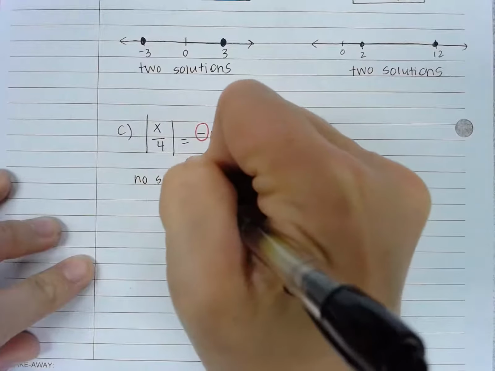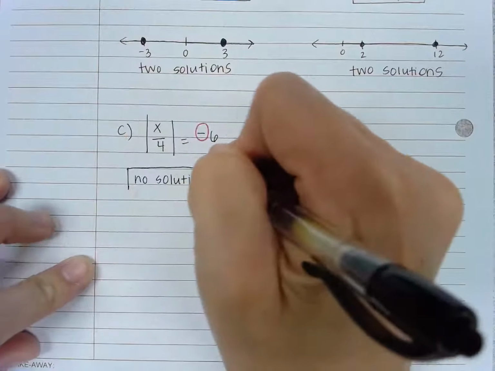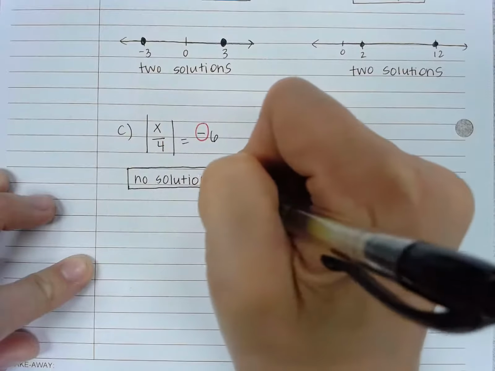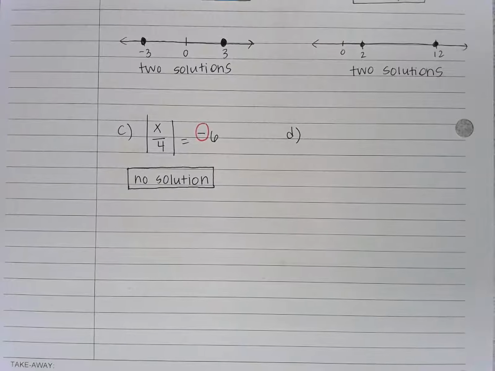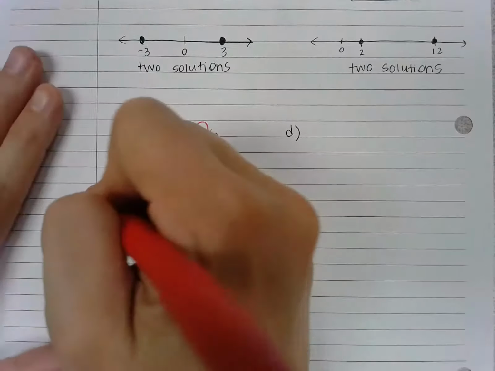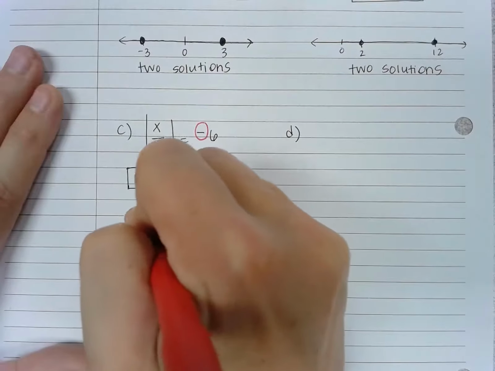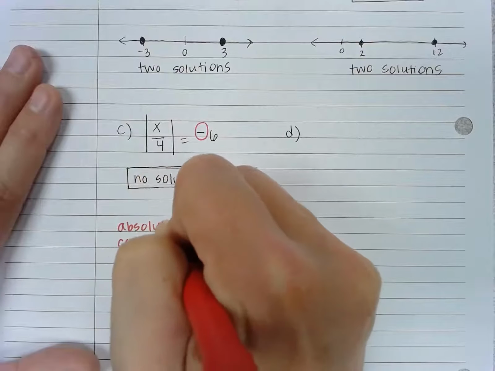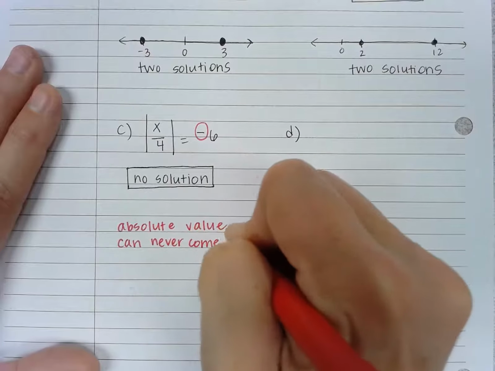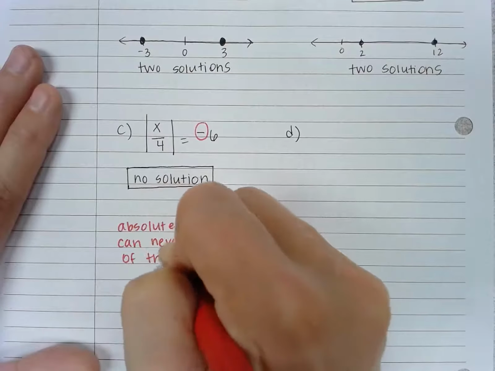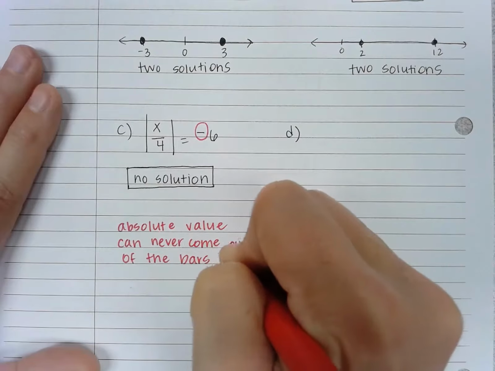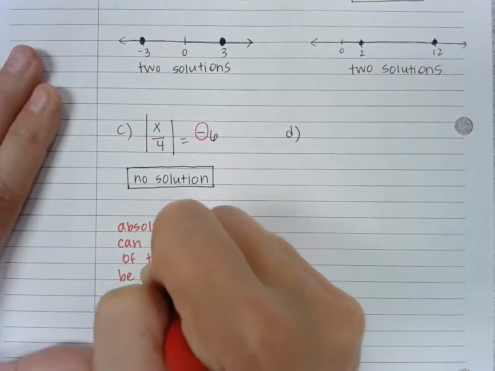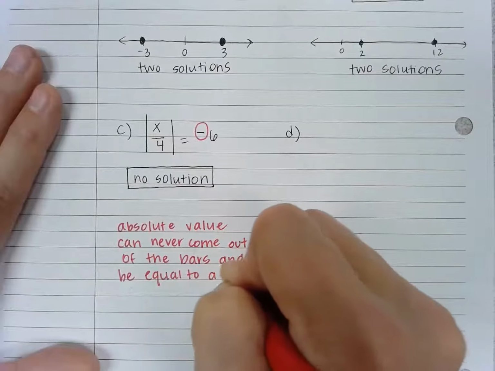What's tricky is if you don't catch that negative right away, you might end up getting 2 fake answers to the question. So a lot of students would do this question and get positive 24 and negative 24 as their 2 answers, but that's not true because the absolute value can never come out of the bars and equal a negative value. Absolute value can never come out of the bars and be equal to a negative number.